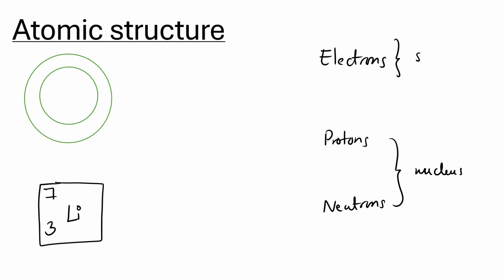Electrons, they're found in the shells. So these rings almost, but you refer to them as shells. Shell, like, you know, the petrol station. Now electrons have a negative charge. And each electron has a charge of -1. Protons, however, are positively charged. And neutrons, they simply have no charge.